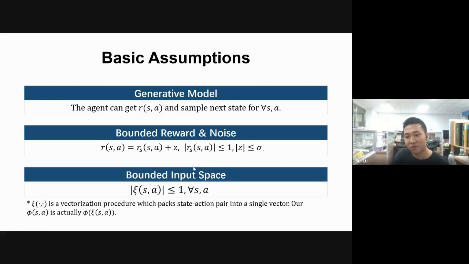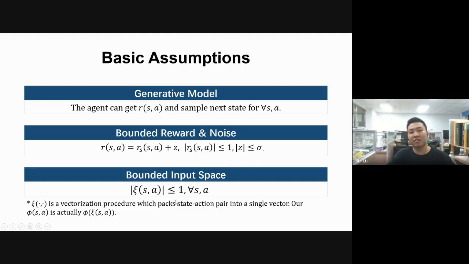This may require some introduction. People usually talk about the linear representation where phi receives two inputs, one state and one action. To better analyze this, we assume that we have a vectorization procedure, which takes the state-action pair and packs it into a single vector. Now our function phi just takes one single vector as input, and we assume that this packed input has norm bounded by 1.